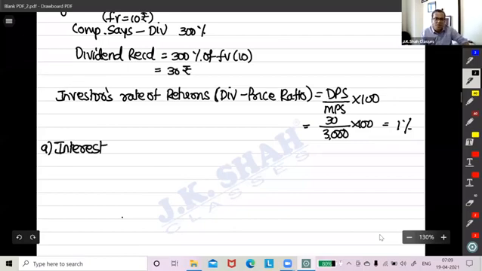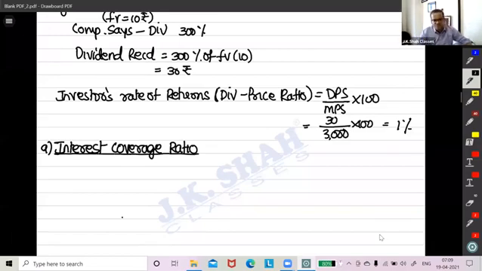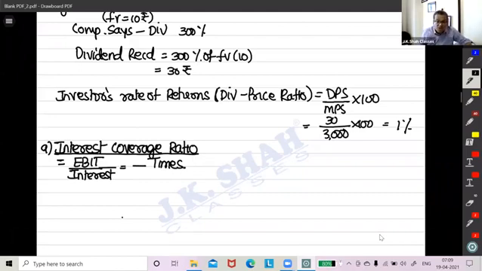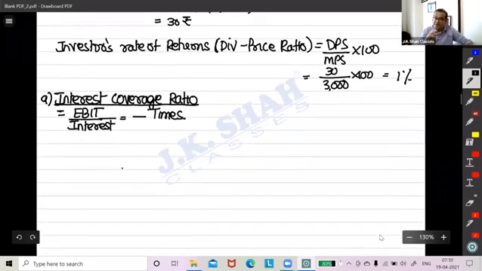Interest coverage ratio. Very simple, yet very efficient ratio. The formula is EBIT upon interest, in times. Now you will try to find a meaning from this, and you will feel, sir, this is very difficult, I'm not able to predict from the name. But it's not like that. Once you know the meaning, then you will be able to predict from the name.